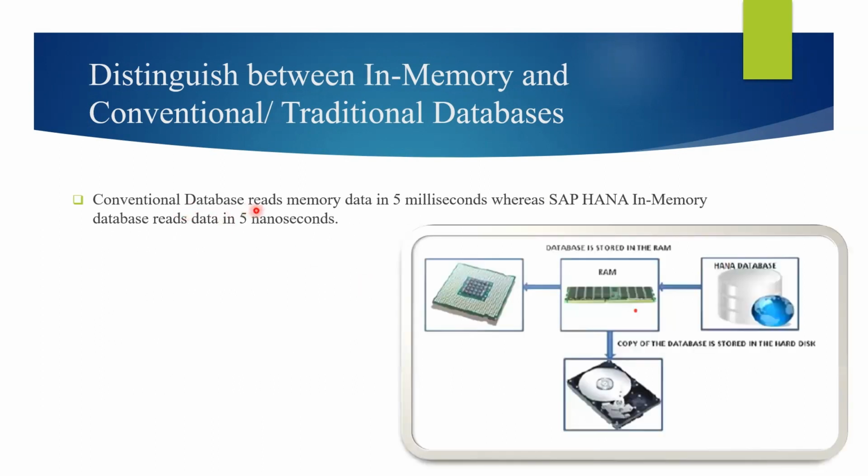And conventional database reads memory data in 5 milliseconds, whereas SAP in-memory database reads data in 5 nanoseconds. This means memory reads in HANA database are 1 million times faster than conventional database hard disk memory reads.